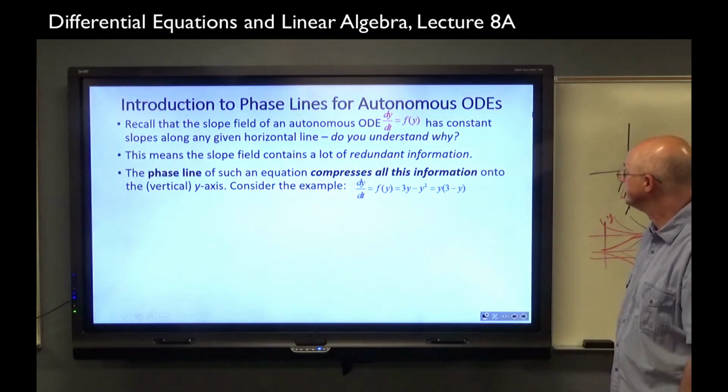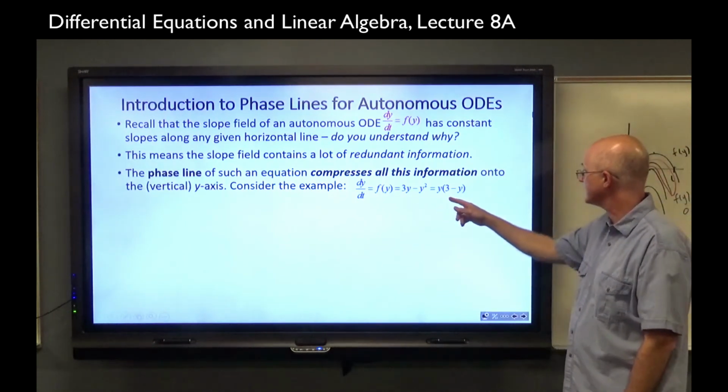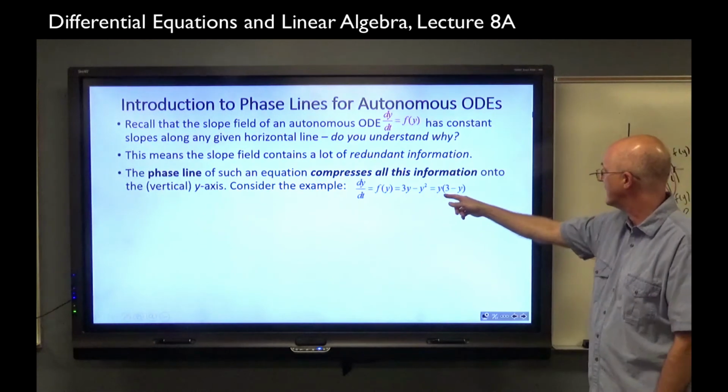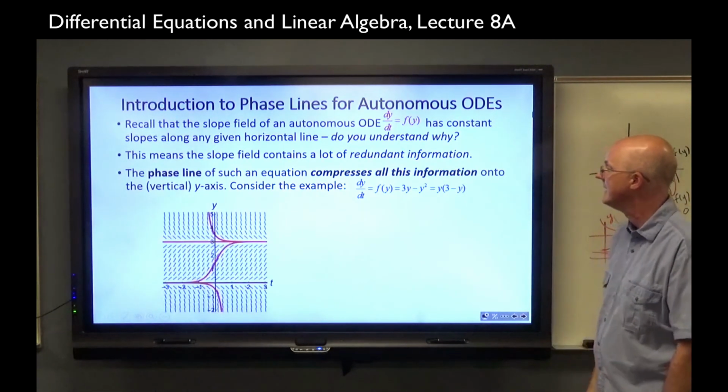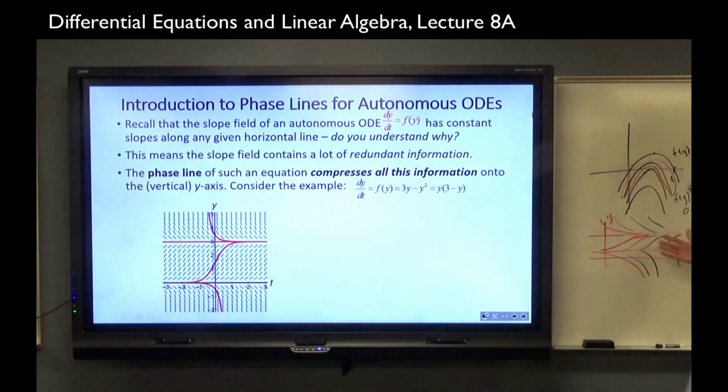Consider this example. f of y is 3y minus y squared. Factoring out the y, you can also write that as y times (3 minus y). Two equilibrium solutions at y equals 0 and y equals 3. Here's what the slope field looks like, kind of similar to this one over here.